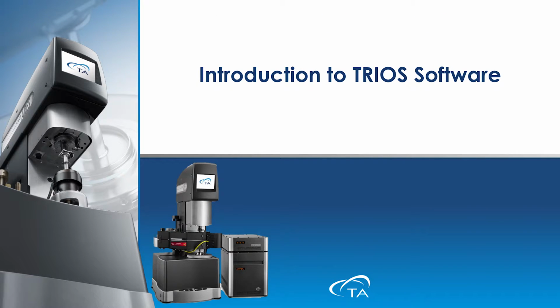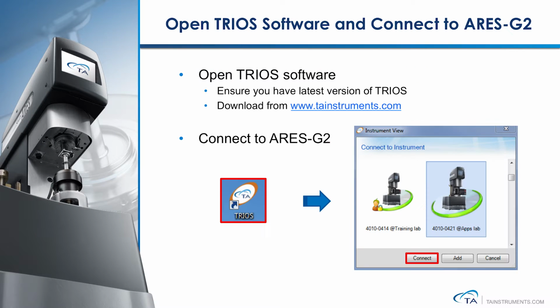Now that we have introduced the ARES-G2 instrument hardware and have it powered on, we can go ahead and start the Trios control and analysis software. In the next few slides, we will display the basic layout and features of the ARES-G2 software. All examples shown in this course were taken from Trios version 3.3. The current release version of Trios software is available to download for free from our website.